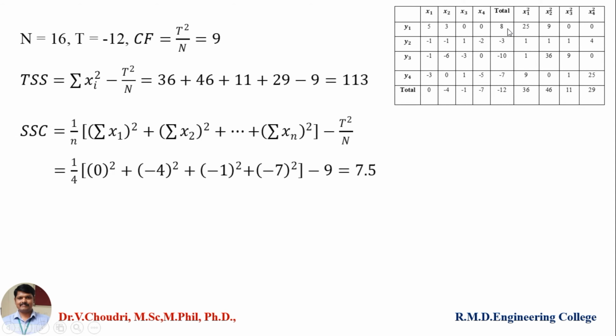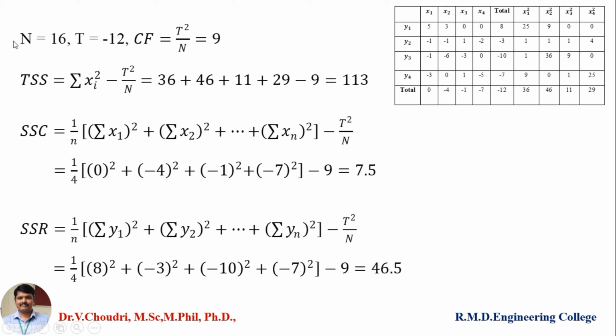Now, taking this table value for reference, we have to find some important values. Capital N, the total number of frequencies: 4 columns, 4 rows. So 4 into 4, 16. And capital T equals the total value, minus 12, and the correction factor is T square divided by N. So minus 12 square is 144, divided by 16, equal to 9.